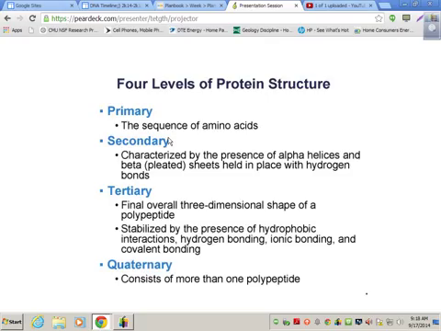Thirdly, the final overall three-dimensional shape. Now I'm talking about continuing to fold, right? Let's say I now pick up that pile off the table and I put it in a ball in my hand. More bonds are going to take place, okay? Stabilized by the presence of hydrophobic interactions. I just added a component, didn't I? Now I'm not talking about hydrogen bonding between the amino acids.